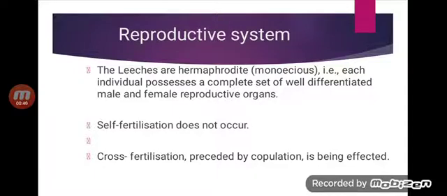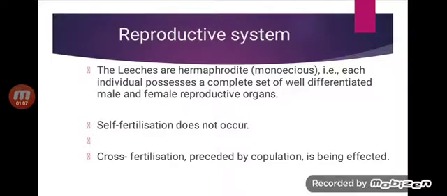Coming to the reproductive system, leeches are hermaphrodite or monoecious. Each individual possesses a complete set of well differentiated male and female reproductive organs. Self fertilization does not occur, and cross fertilization preceded by copulation is effected.